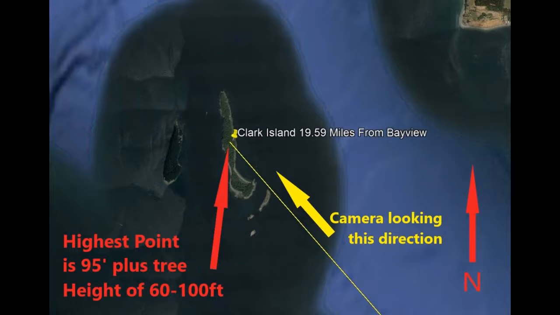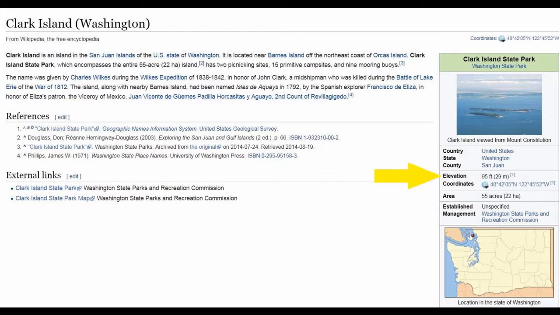Now we're looking at Clark Island in Google Earth with a distance of 19.59 miles back to Bayview State Park, and I've pointed out the highest point of the island based on topographical maps. So let's take a look and see what Wikipedia has to say about Clark Island.